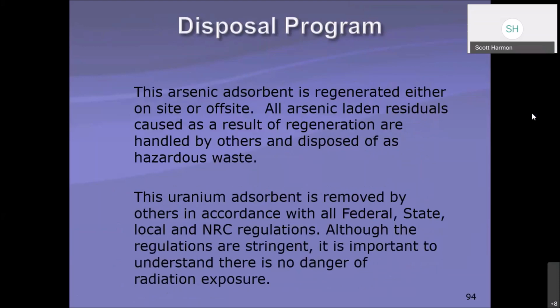This is when this program first came out. This was one of the key selling points for these types of package systems. Somebody else was going to deal with the hazardous waste, particularly when the bottom paragraph talks about uranium, because that's even more heavily regulated than arsenic.